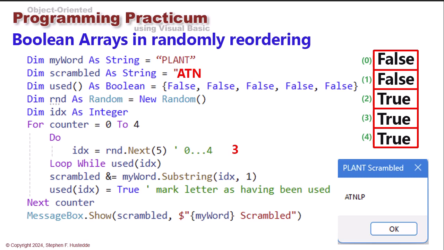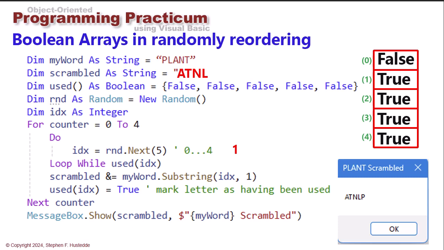Next counter. Now we're looking for our 4th character. This is counter value 3. Generate another random number between 0 and 4, and we get a 1. Used idx element 1 is false, so we're going to concatenate to scrambled the value of element 1 in plant, that's our L, and now we get ATNL. And used element 1 becomes true.